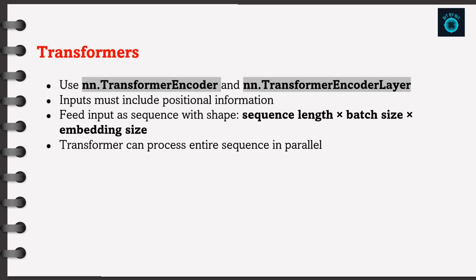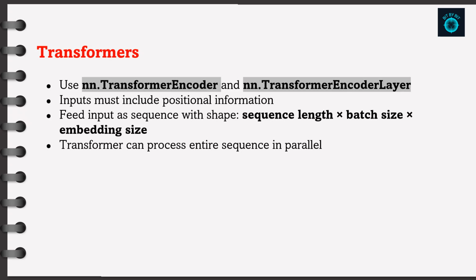The input must include positional information. This is important because attention by itself does not understand order. You can add positional encodings manually or use pre-trained embeddings that already include position. Also, be careful about input shape.